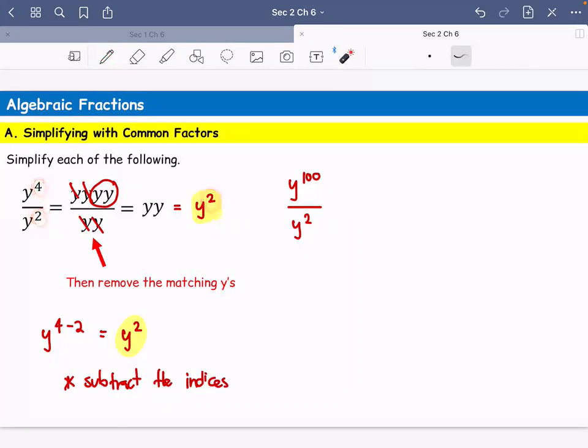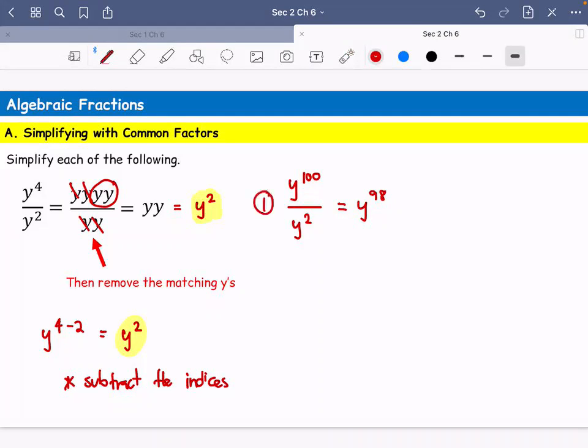Just that. So if we are given y raised to 100 divided by, let's say, y squared, what do you think is my answer here? Anyone? y98. Yes, y raised to 98. Remember this: when you divide similar terms, you subtract their indices. So 100 minus 2 gives you 98. That's the basic of this chapter. Let's try one more time.